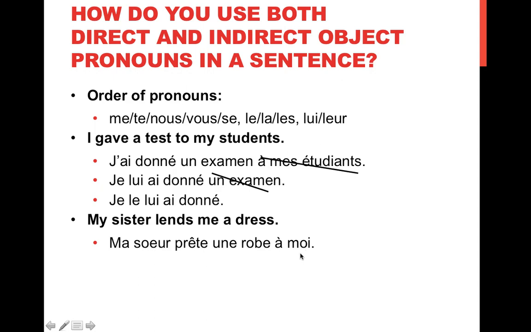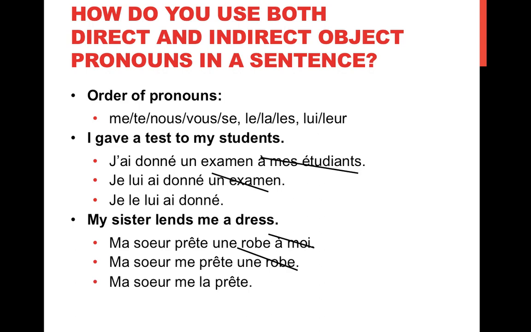So we'll start by getting rid of the indirect object and replace it with our indirect object pronoun, me. Ma sœur me prête une robe. My sister lends me a dress. And then we'll take it one more step by getting rid of une robe, our direct object, and change it to ma sœur me la prête. My sister lends it to me.